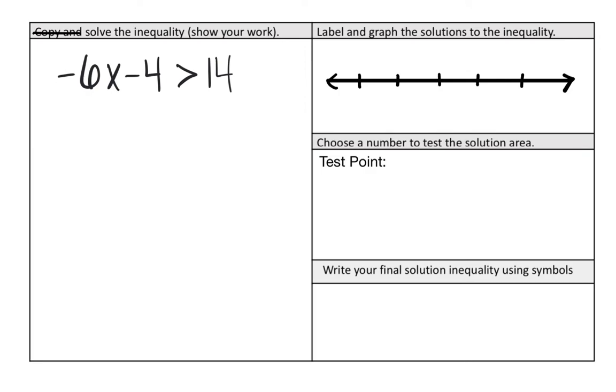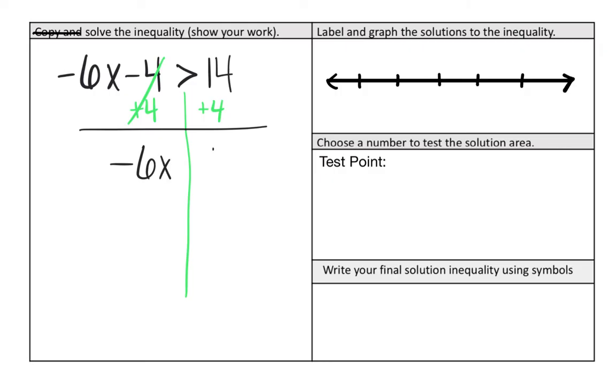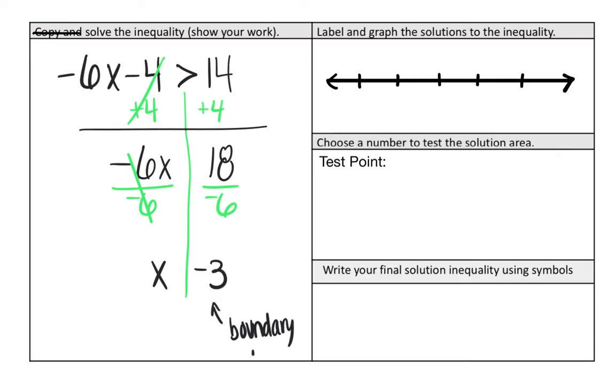All right, on this third example, we're going to start the same way. We're going to work to isolate our variable. We're going to add 4 on both sides and drop down what we have left. I've got negative 6x and 18, and then I'm going to divide by negative 6 and divide by negative 6, which leaves me with x on the left and negative 3 on the right. And again, this is going to be my boundary point where I put my dot.